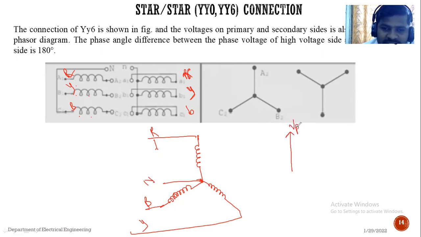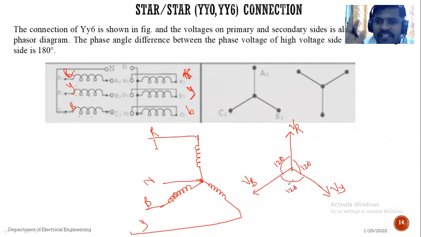Suppose the phase voltage is VR, the phase voltage across B phase is VB, and the phase voltage across Y phase is VY. So the angle between each is 120 degrees. Here it is 120 degrees, and here it is 120 degrees. If the balanced load is there, the angle will be 120 degrees.